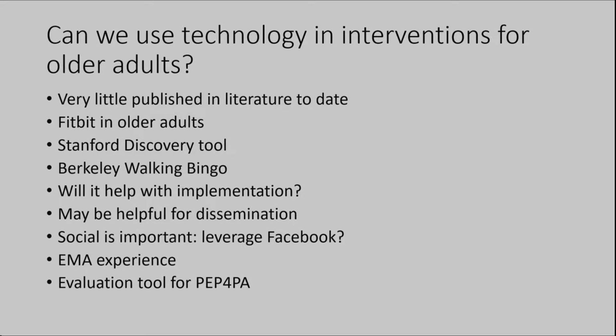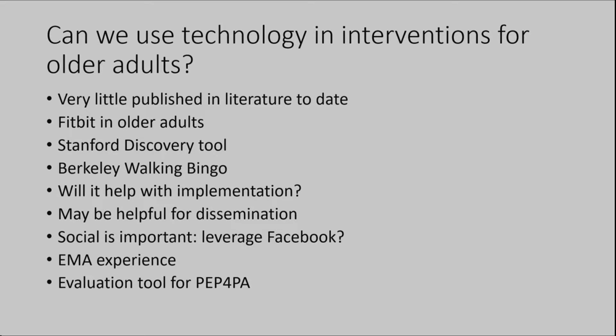And I think what we've learned from our group, and there are reviews showing it in older adults, is that the most important thing for older adults for physical activity is the social. So how can we get that? And I don't think it's leveraging Facebook, because I think it's about the in-person social.